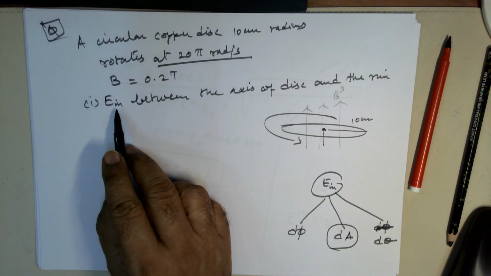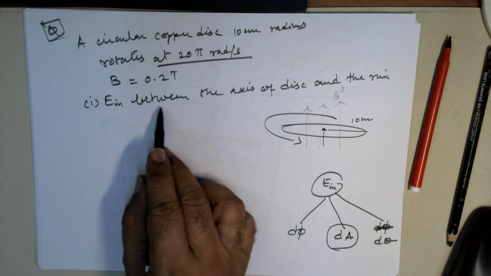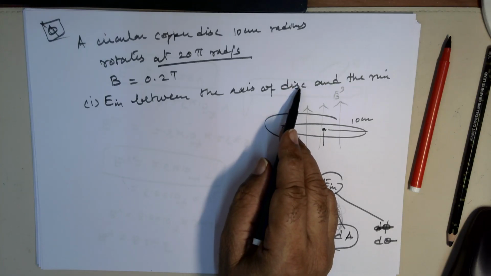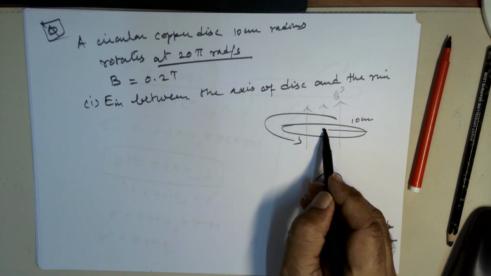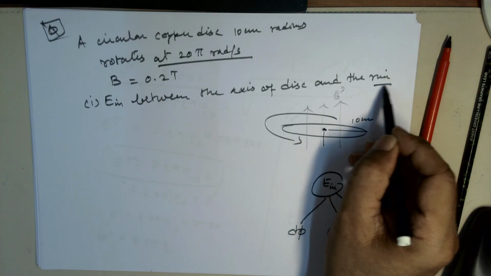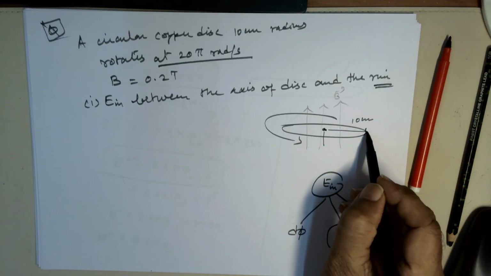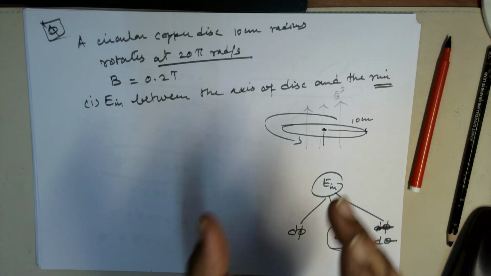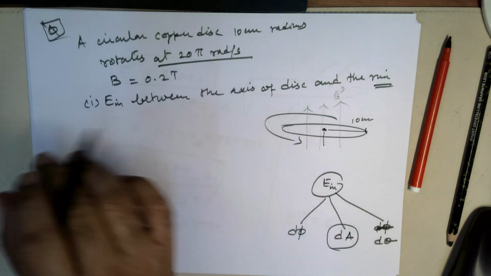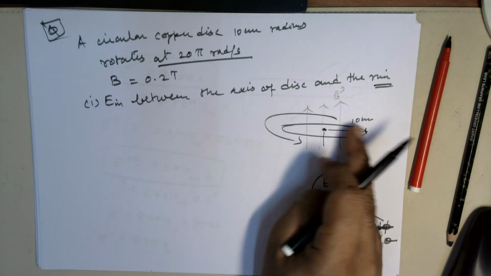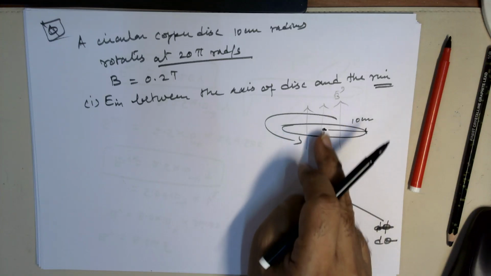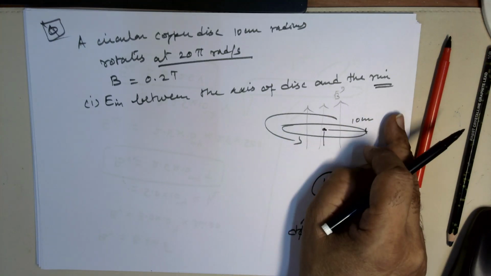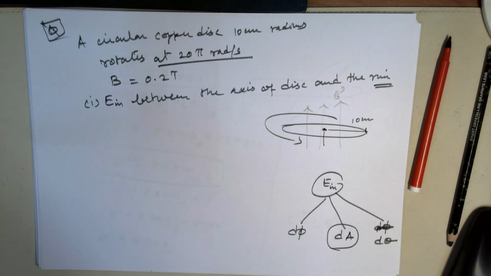What is the first question? The potential, that is the induced EMF, developed between the axis of the disk and the rotating rim. This is the axis of the disk. Which is the rim? This is the rim, the edge. How is the EMF induced? It is induced across the radius, between the center and the rim, the edge, the circumference. Do you understand this?